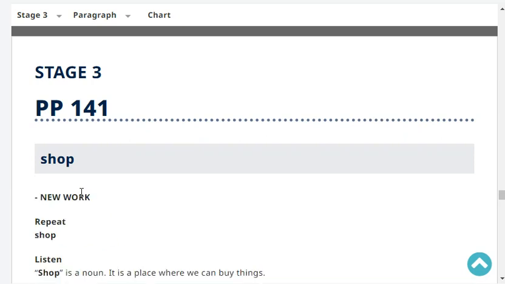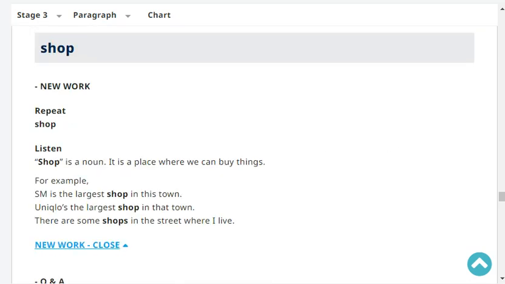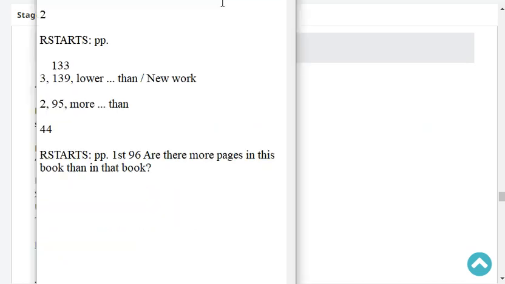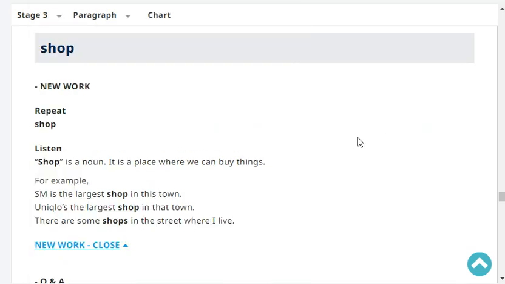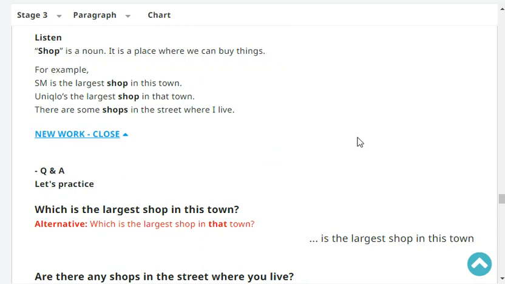Okay, next. Repeat. Shop. Shop, with the letter P. Very good. Okay, listen. The word shop is a noun. It is a place where we can buy things, like a store. For example, SM is the largest shop in my town. Uniqlo is the largest shop in the next town. There are some shops in the street where I live.